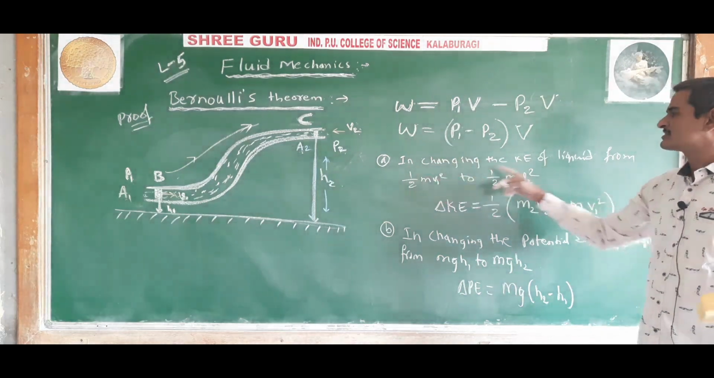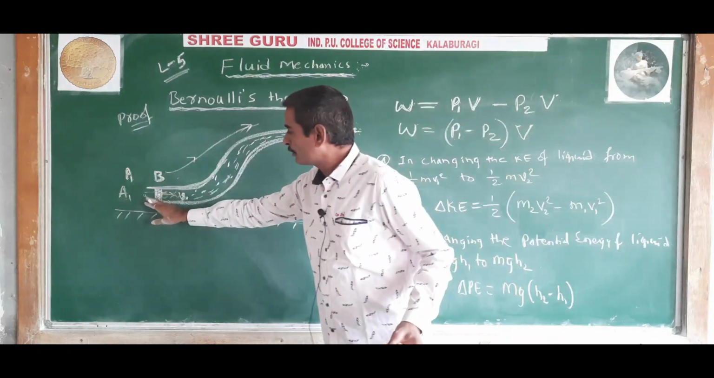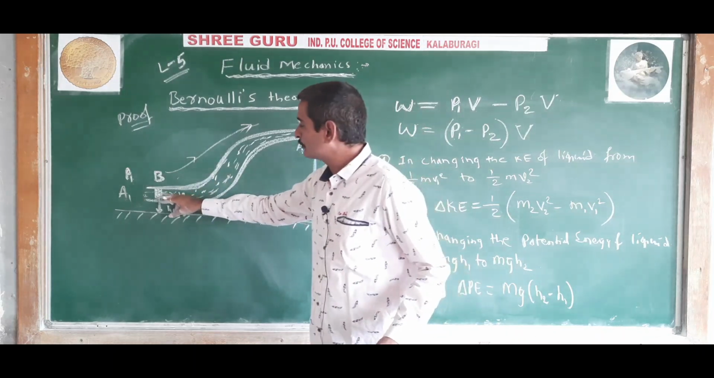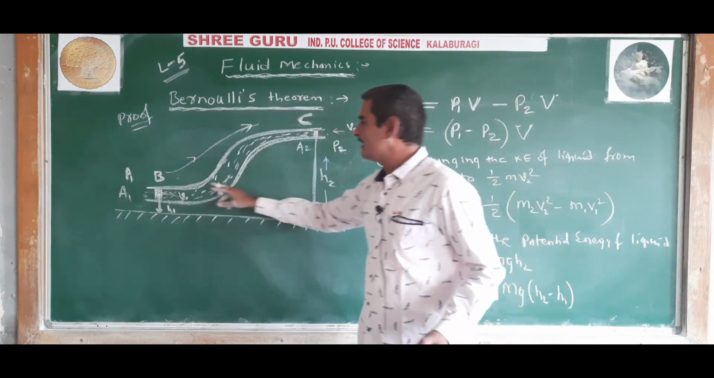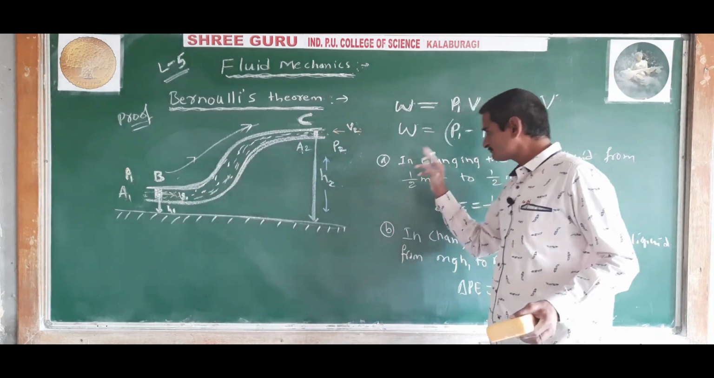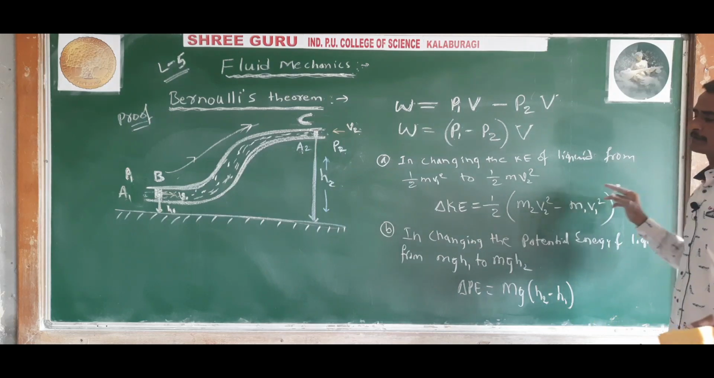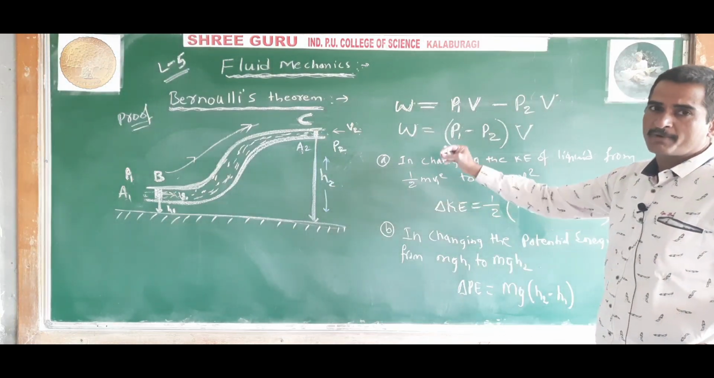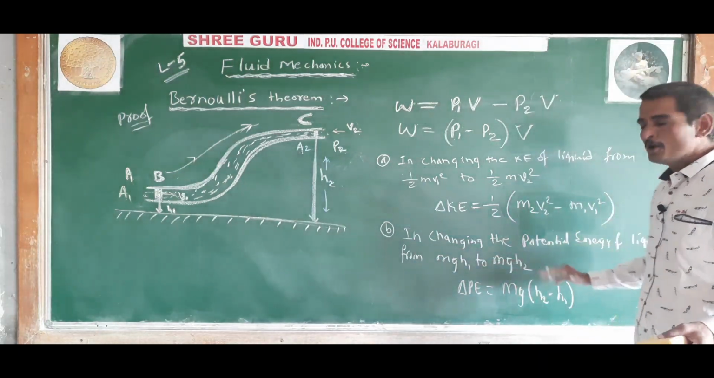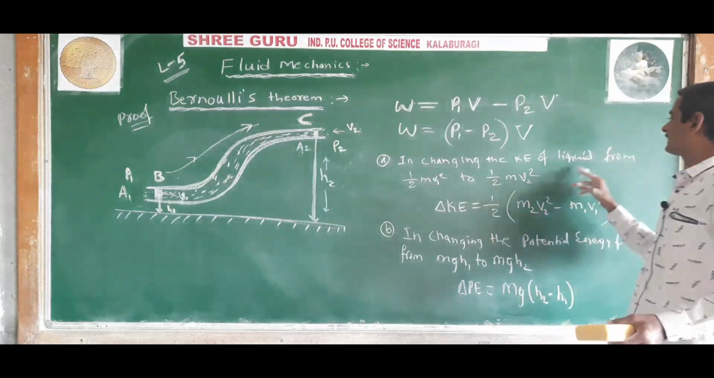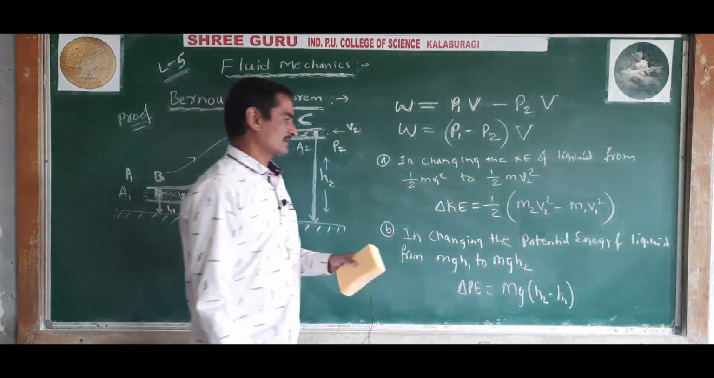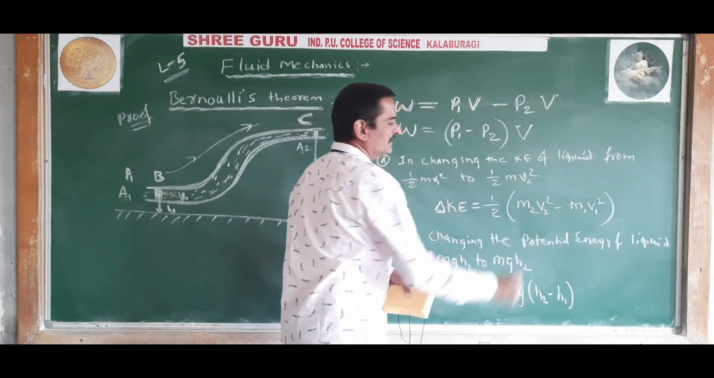That is, first one, in changing the kinetic energy of the liquid. So when the work is done, that work done is used by the liquid to change the kinetic energy and also to change the potential energy, because both are changing. A part of the work done is used to change the kinetic energy and the remaining part is used to change the potential energy. So it is in changing the kinetic energy of the liquid from 1 by 2 mv1 square to 1 by 2 mv2 square. That is the change in kinetic energy of the liquid.